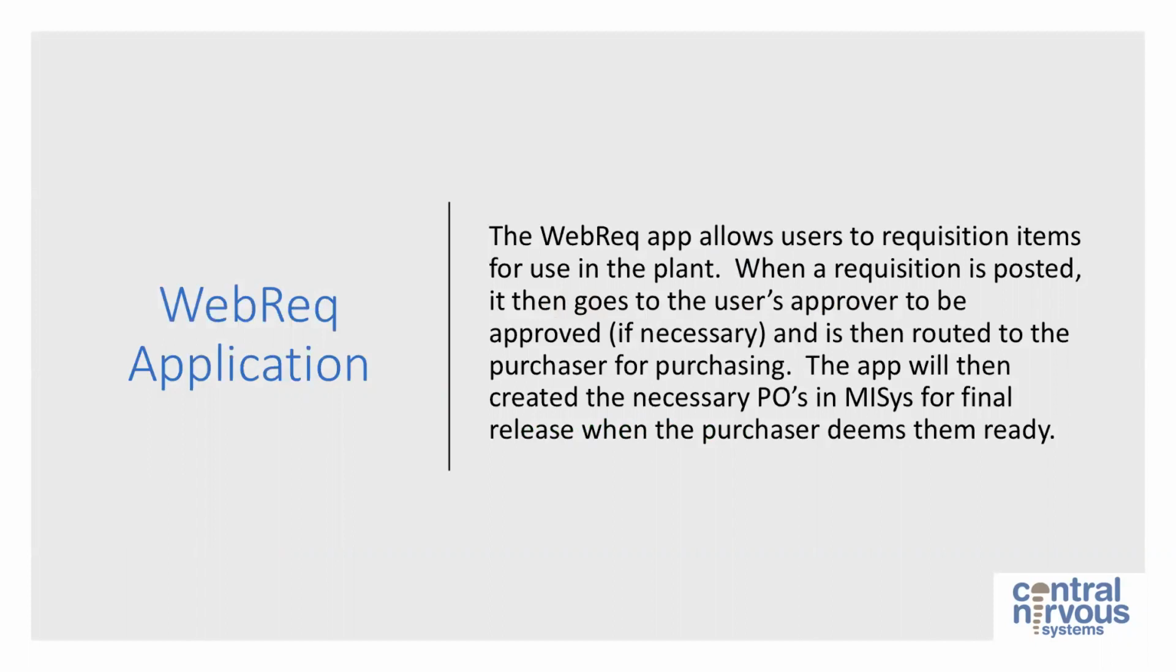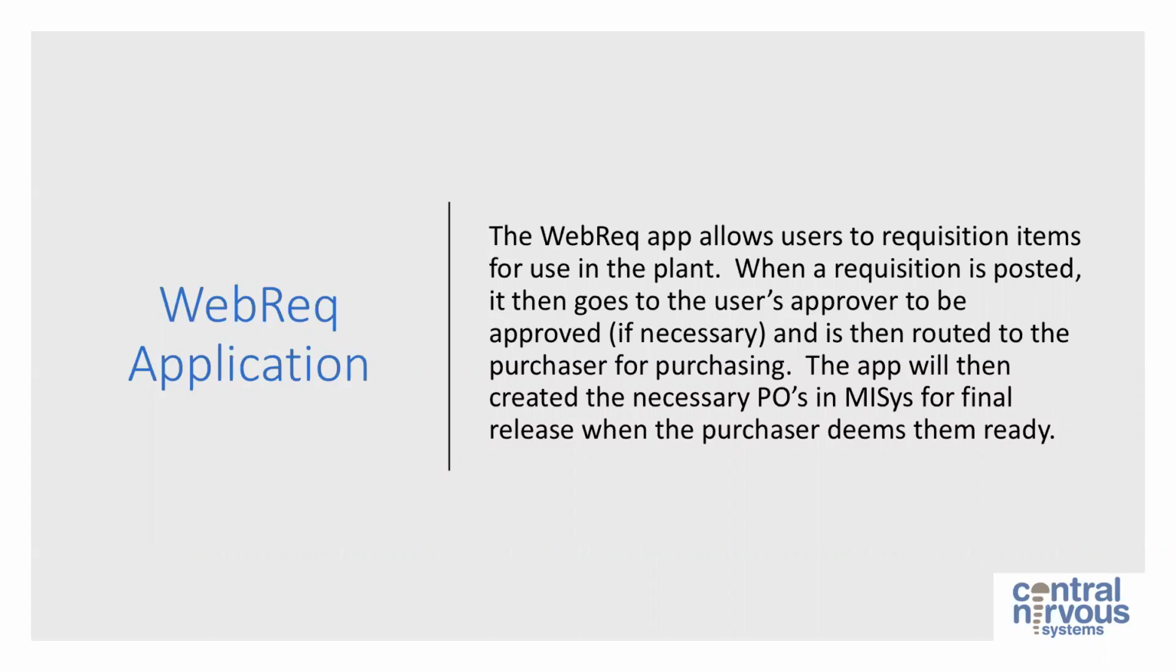Web rec gives you the ability to use requisitions. Basically, what web rec allows you to do is pick items that are in the MISys list, or enter non-stock items, and request those. It goes to your supervisor or whoever is your approver, and that approver has the ability to say, yep, that person's allowed to buy that, if it's over your limit. If it's under your limit and the system is set that way, it may go direct to the purchaser.